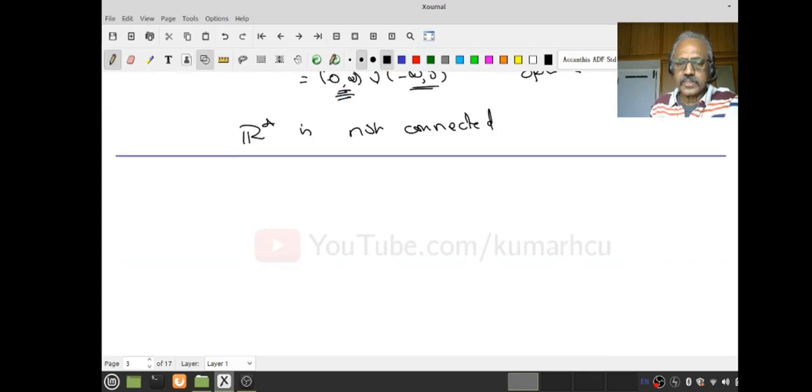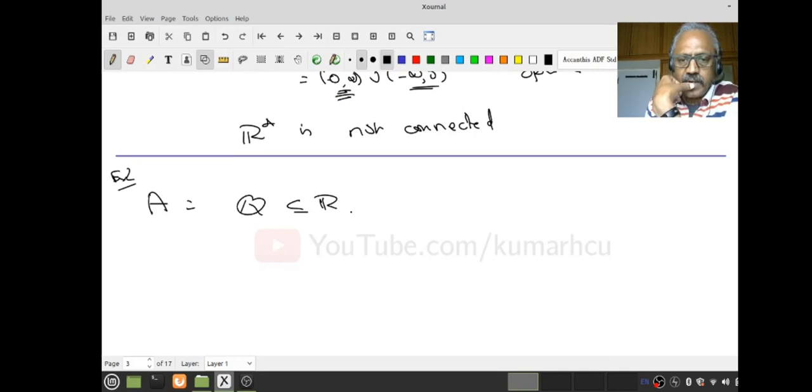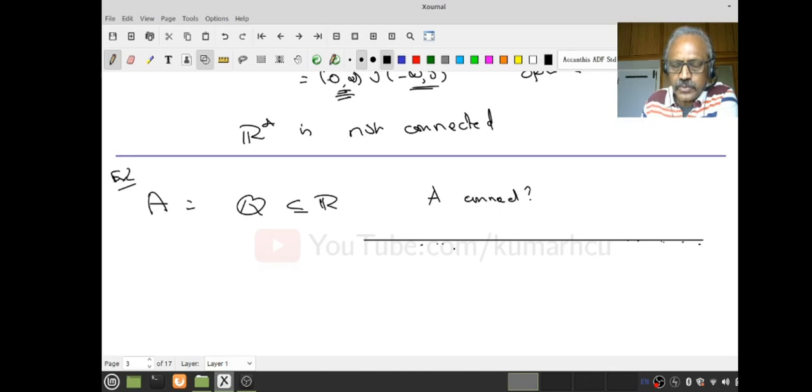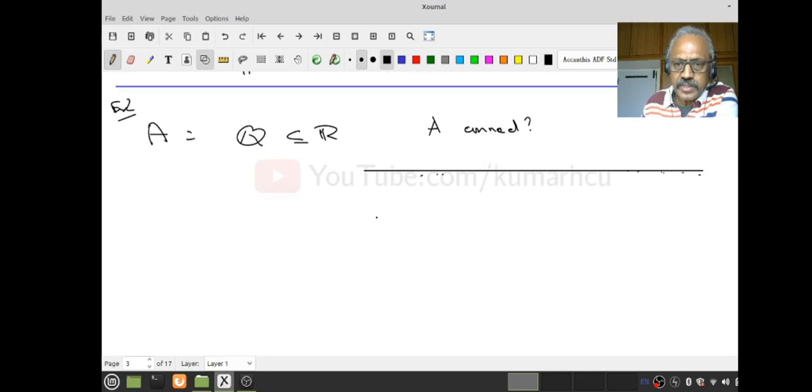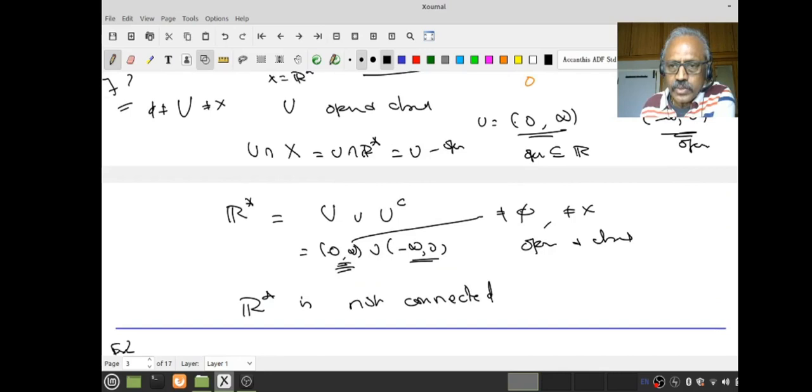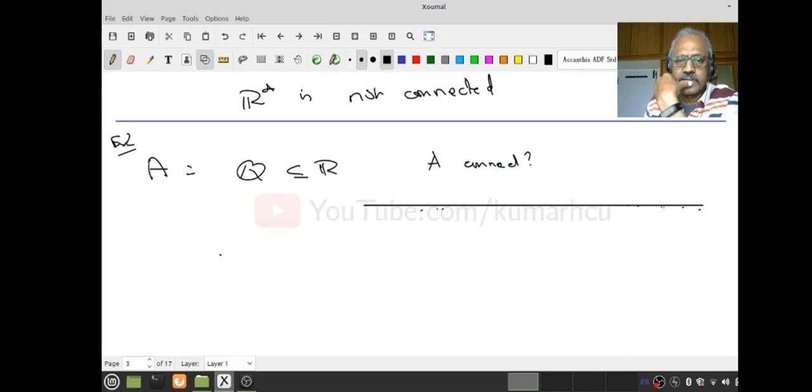Now let's look at example 2, the subset A, which is Q, a subset of R, where R has the usual topology. I want to know whether it is connected. I think most of you can guess. This is your number line. Q is the set of rationals. Intuitively, I should think it's not connected. So what is the way to show it? In R star, you looked at a zero which is not in R star, and that allowed us to find two open sets U and V. So what can you do here? I want an element which is not in Q.